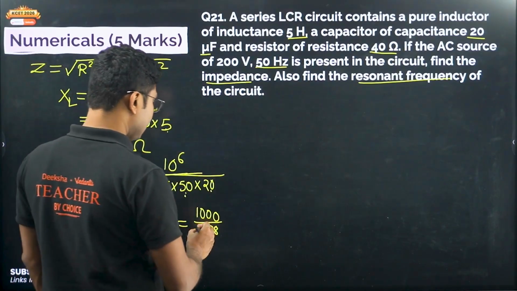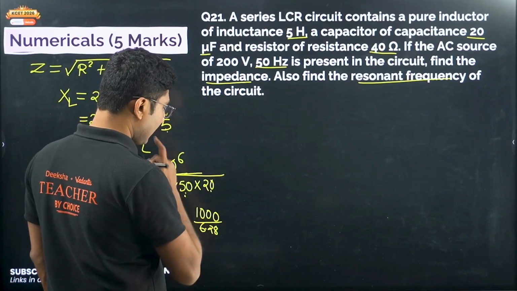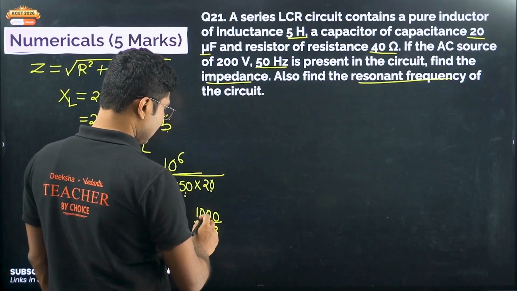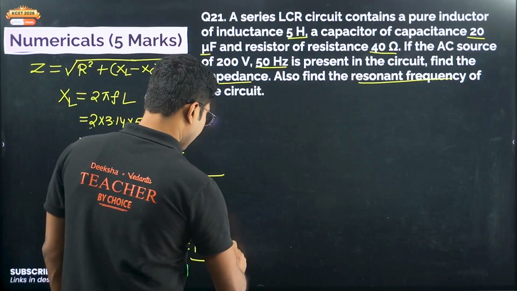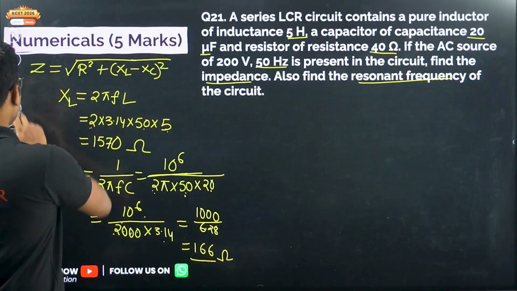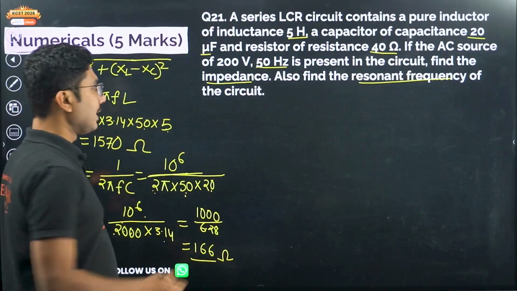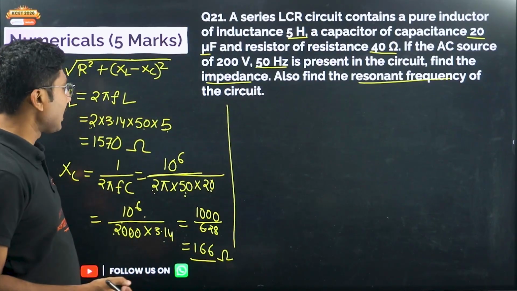So this will be 6 ones are 6, 6 ones are 6, 40, so 46... approximately 166 ohm. You can calculate the exact value. So this is the value of XC. Okay, the exact value you can calculate using a calculator. As I mentioned, I don't like to use a calculator.